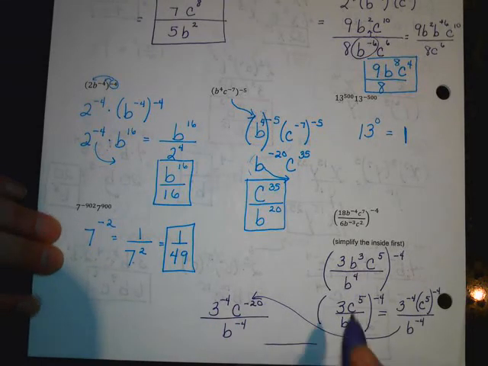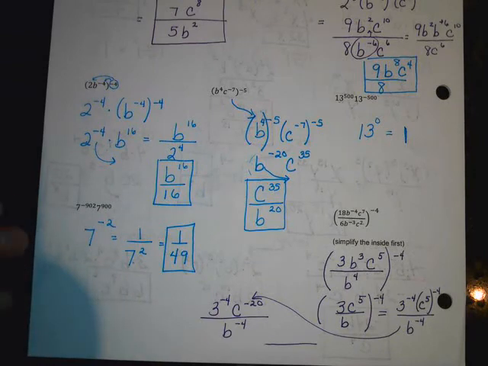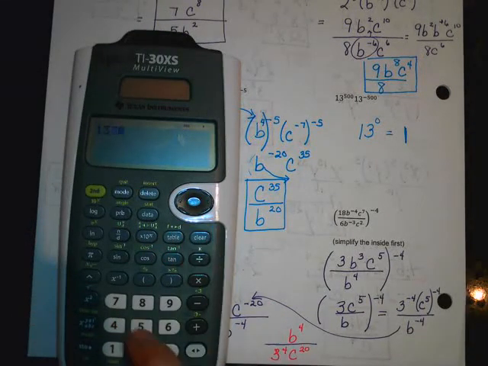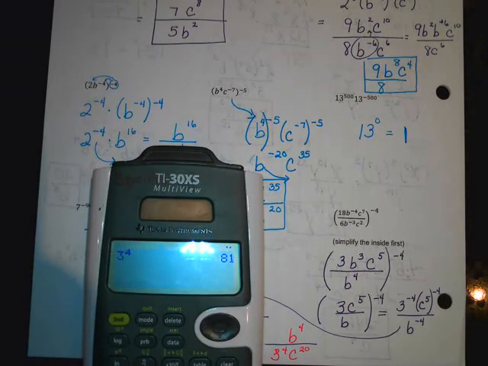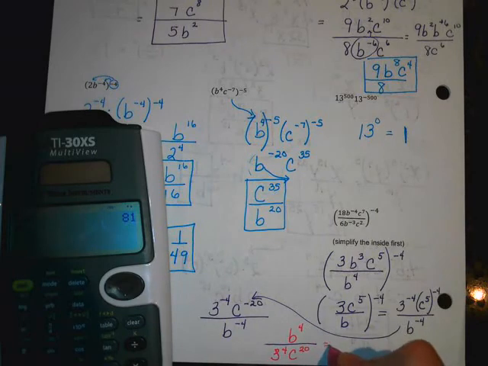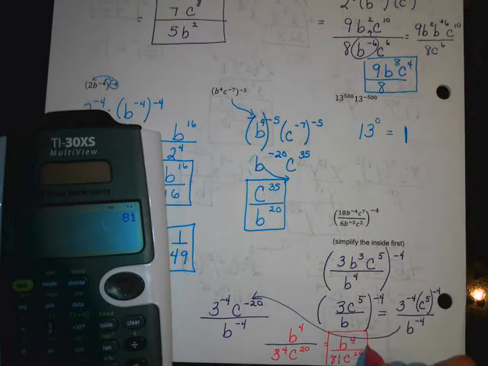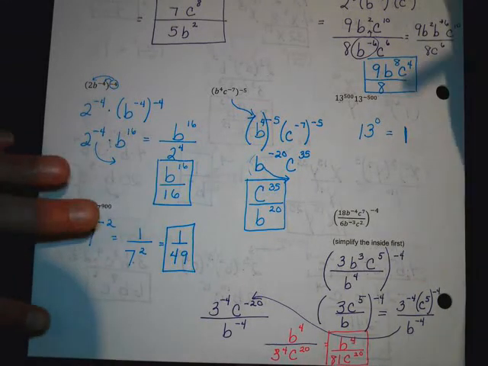So my final answer, here I'll do it in pink. You ready? We're going to have b to the 4th upstairs, 3 to the 4th downstairs, and c to the 20th downstairs. And then 3 to the 4th is 81. So we'll have b to the 4th all over 81, c to the 20th. Whew, that is a long, hard problem. No lie. That's a tough one.